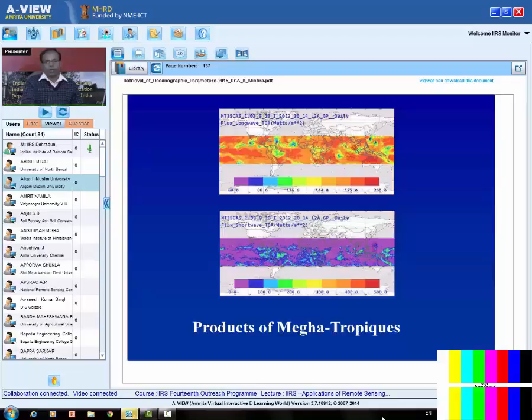So these are two products you are getting. One provides the long wave flux at the top of the atmosphere, and the short wave flux at the top of the atmosphere. These are important parameters to study the oceanic heat budget.